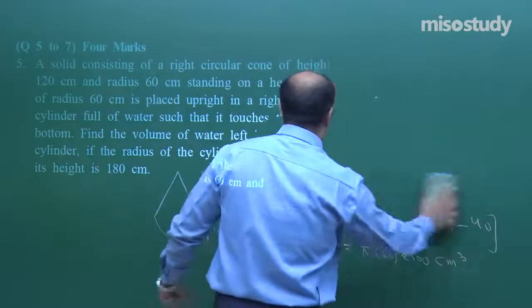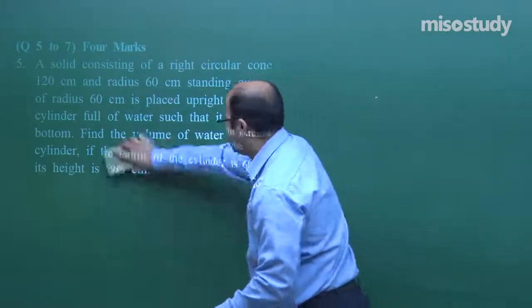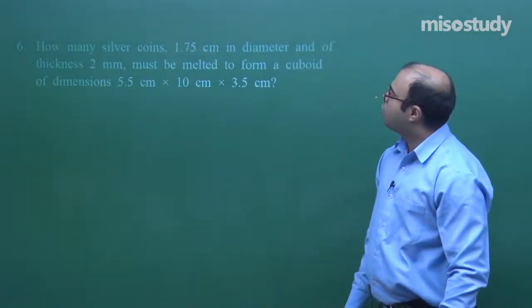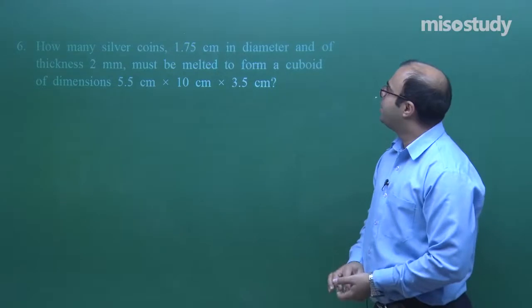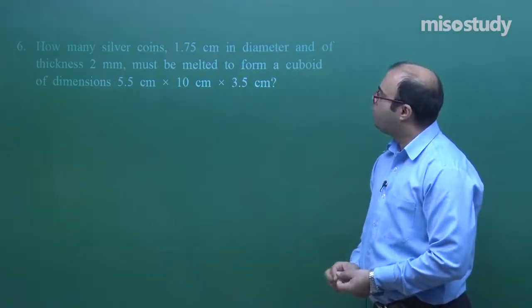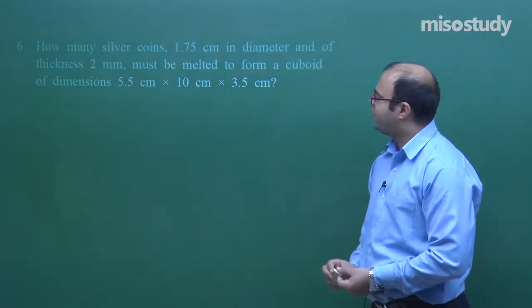Now let us come to the next question. That question is also of 4 marks. Sixth question. How many silver coins 1.75 centimeter in diameter and of thickness 2 millimeter must be melted to form a cuboid of dimensions 5.5 centimeter into 10 centimeter into 3.5 centimeter?